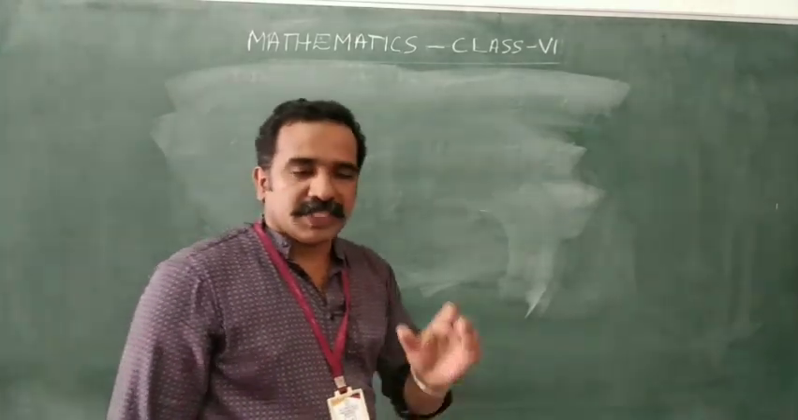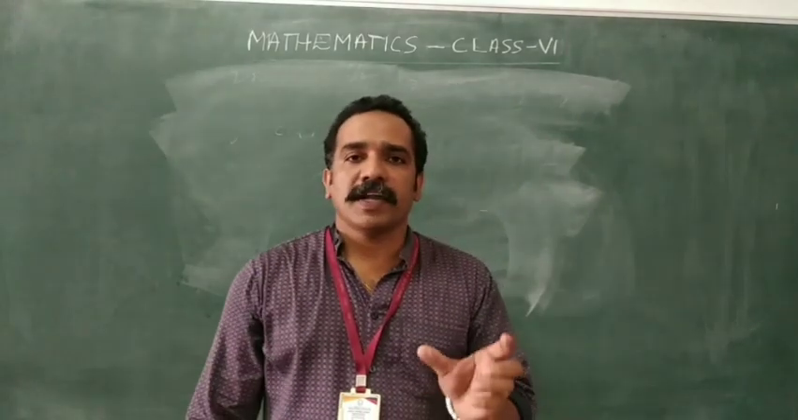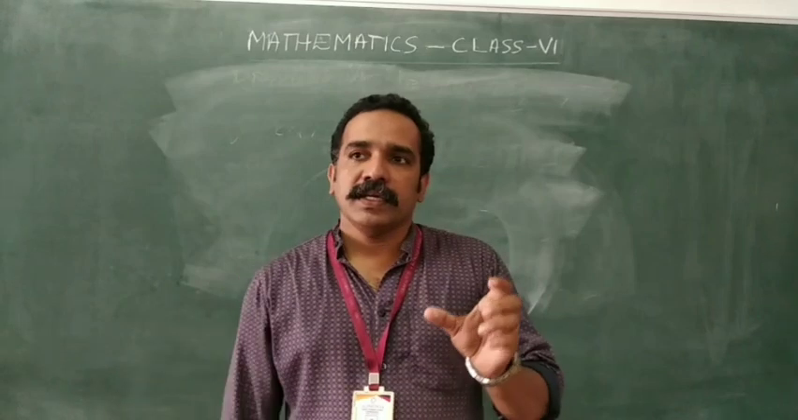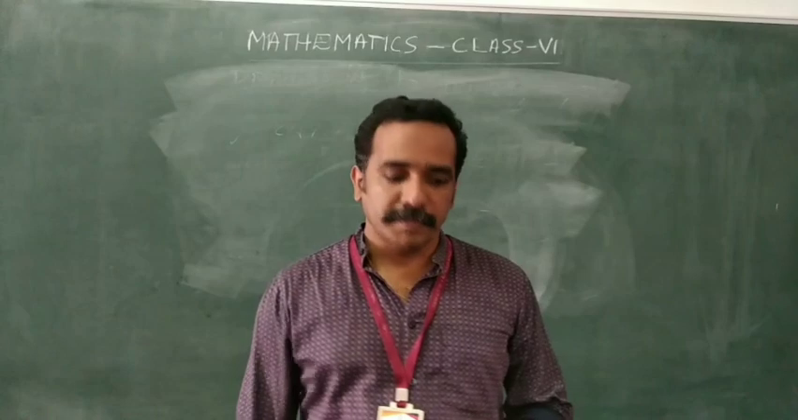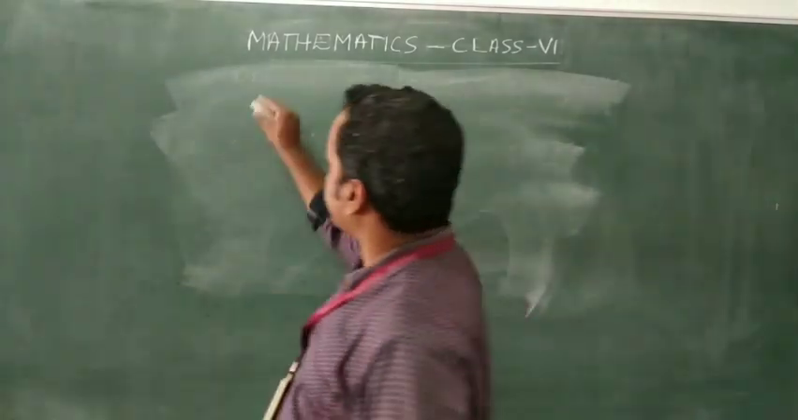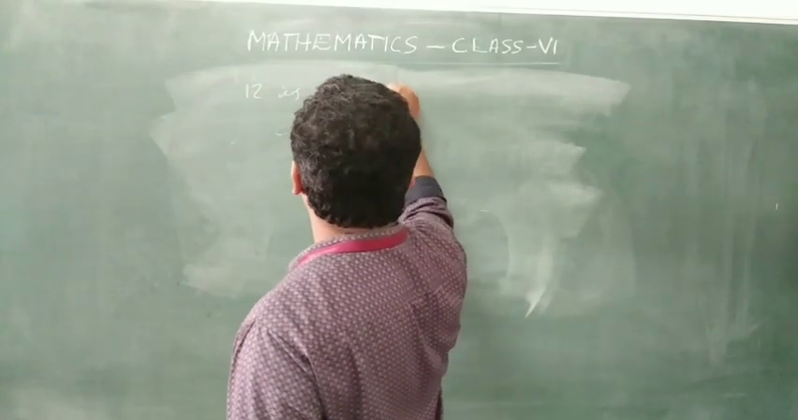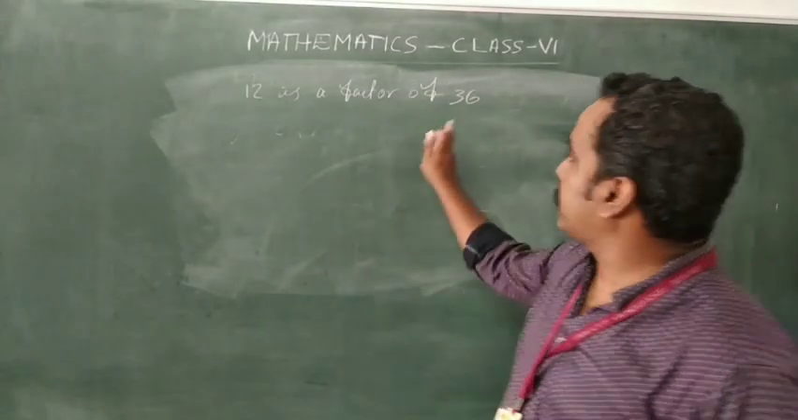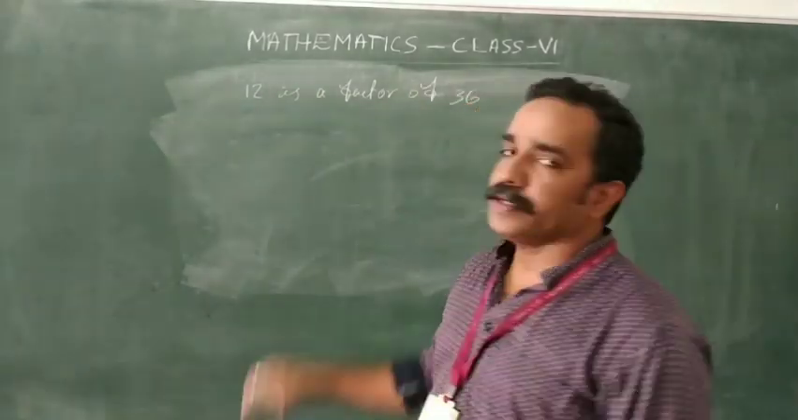Okay, now some general properties of this divisibility test. First one, if a number is divisible by another number, then each factor of that number is also divisible by that number. For example, 12 is a factor of 36. That means 36 is divisible by 12.